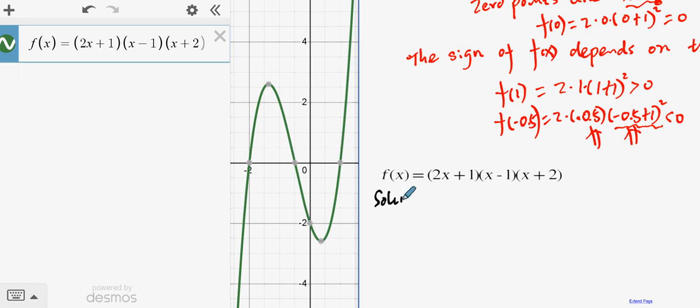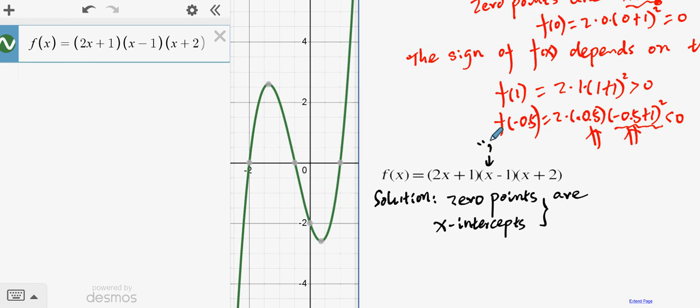Solution. The zeros, or points, are what? Or you may say x-intercepts are what? x equals 1, because if you plug in 1 here, you get this one as 0. So you have x equals 1 for sure.